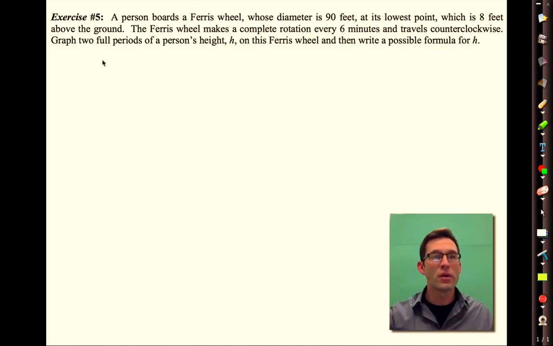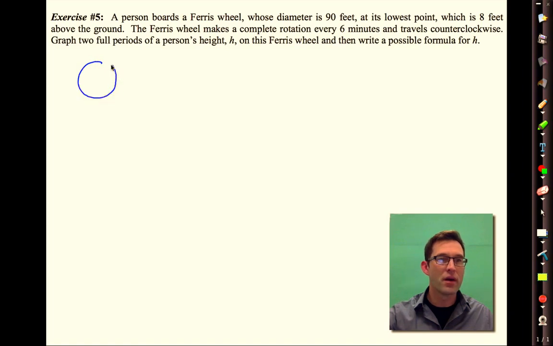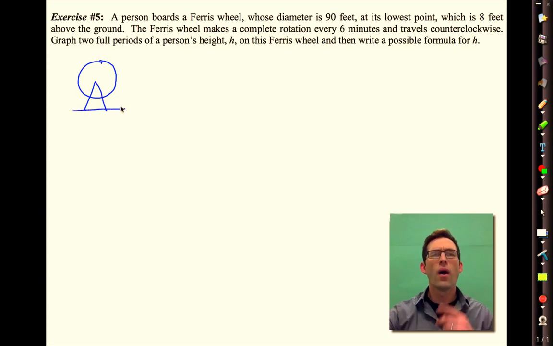Okay, you know what I think I'm going to do? I think I'm going to draw the Ferris wheel first. Why can I draw a good circle there, but I can't when I'm doing the unit circle diagram? Jeez. All right, so a person gets on down here.